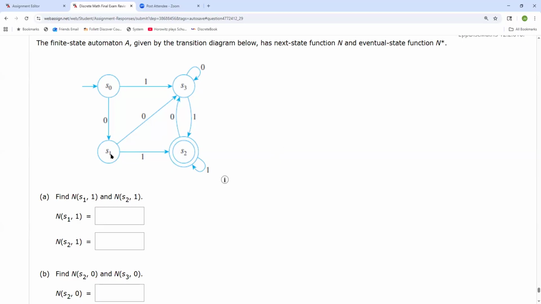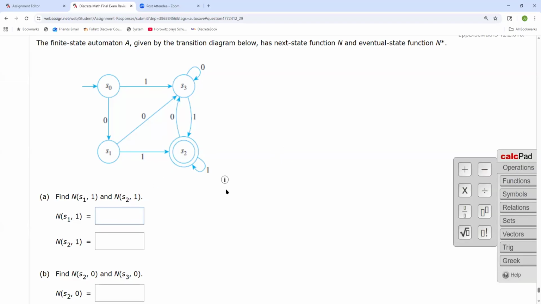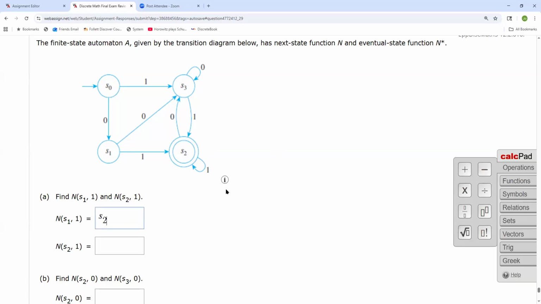Yep. So if you start in state 1 and you choose option 1, you'll end up with state 2. So state 2 is the answer. Now I forgot. Let me just check real quick. Do you have to put curly brackets around that? No, you don't. Okay. So you just say S2, that's all.